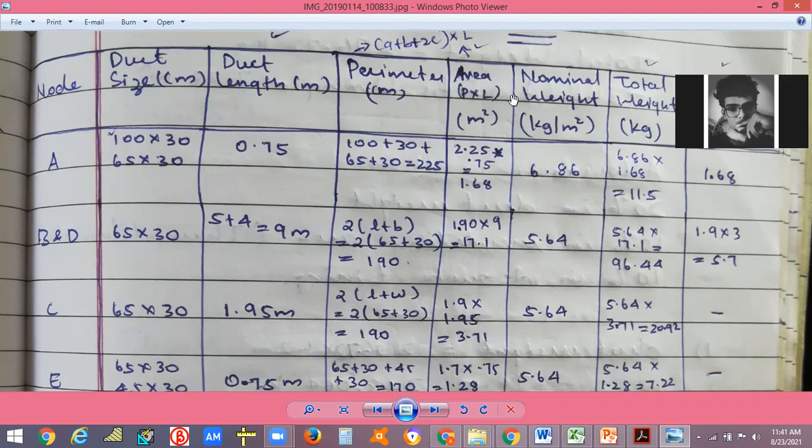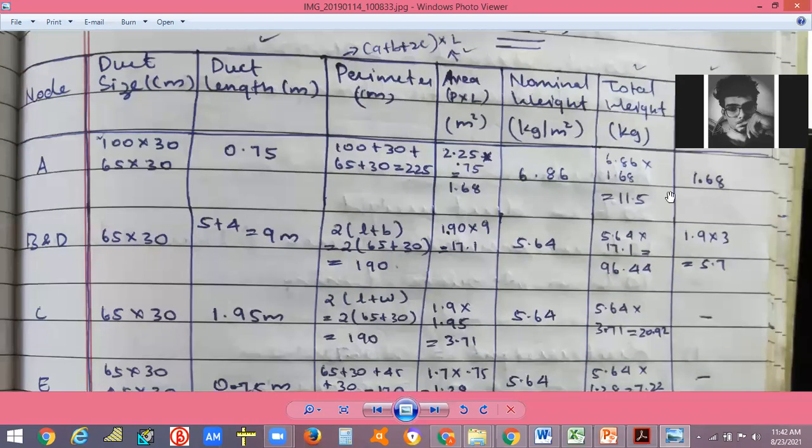So how to find the area? The formula is perimeter into length is the area. You got the perimeter in centimeter, so to convert into meter, it is 2.25. The length you already know, it is 0.75. So perimeter into length, 2.25 meter into 0.75 meter, it is 1.68 meter square is the area.